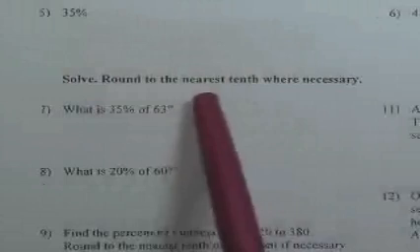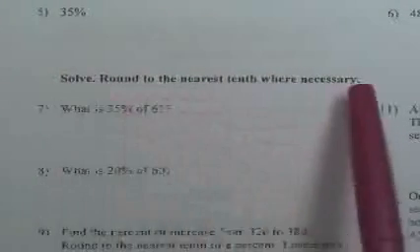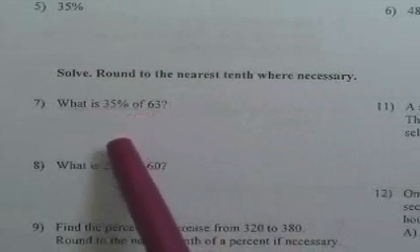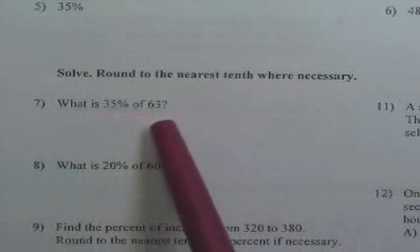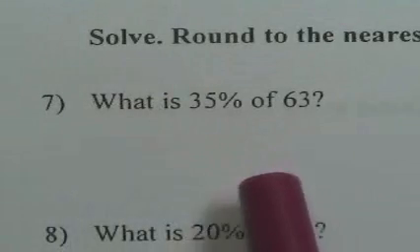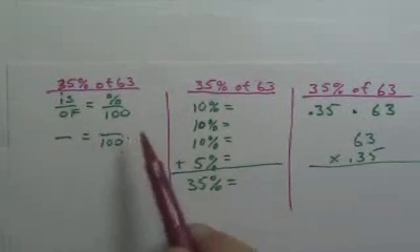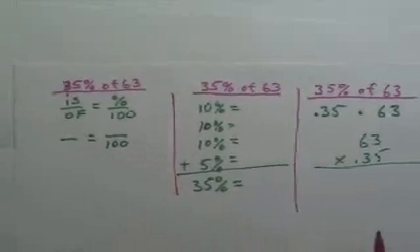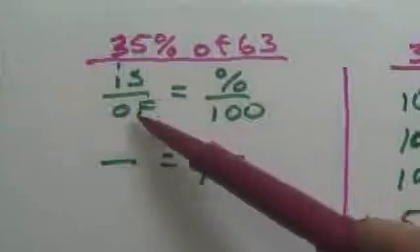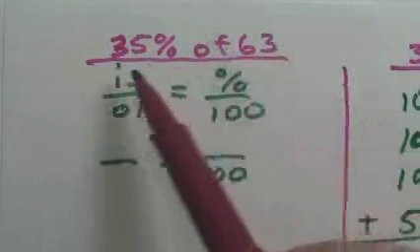Okay, number 7, round to the nearest tenth where necessary. You know what, we'll just go to the regular ones. Okay, so we're going to find what is 35% of 63. Number 7, what is 35% of 63? Okay, quickly I want to remind you of the 3 ways that we can find percentage. One of them is using proportions. Remember the is over of equals percent over 100.